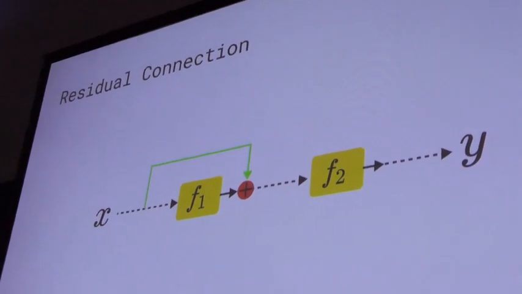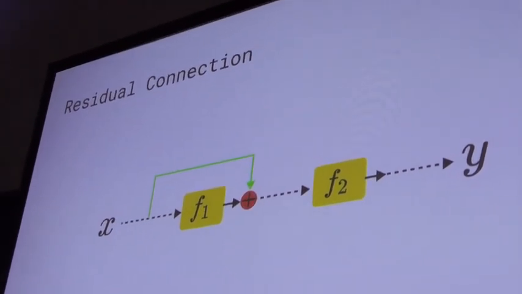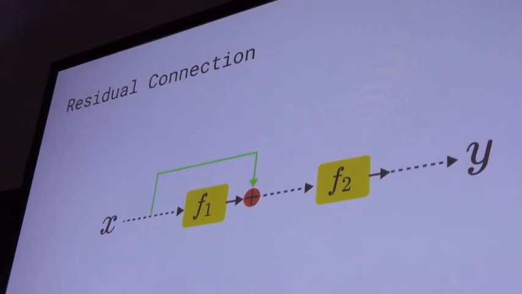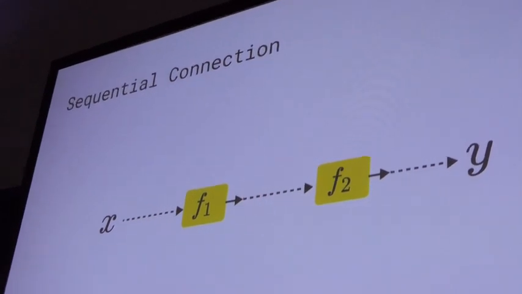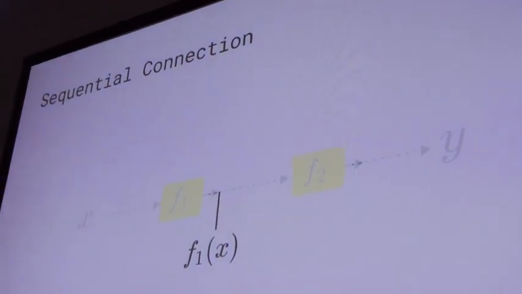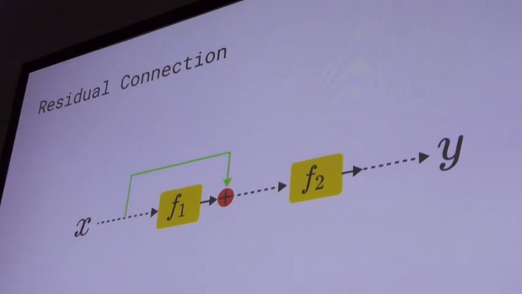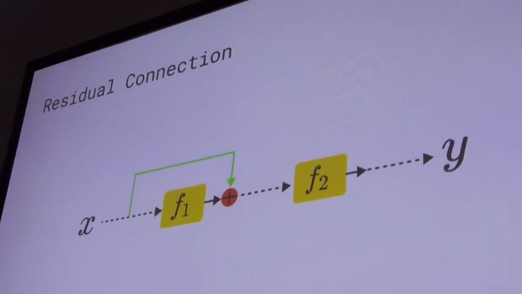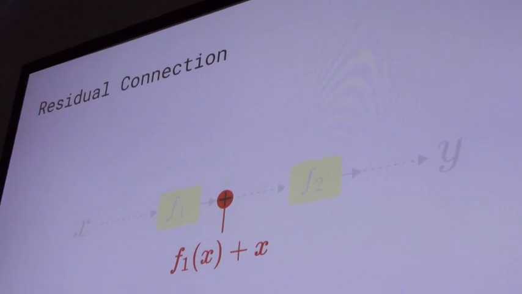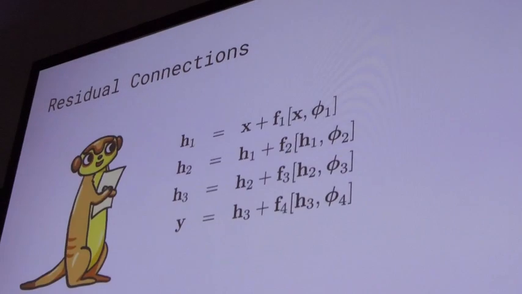Here we introduce residual connections, which are going to help us with bad gradients. It's also a very key component in transformers for stable gradients. Here is a normal sequential connection. We pass down the layer output f1 of x as it is, but in a residual connection, we actually add the input to a layer onto the output of a layer. So instead of passing down f1 of x, we pass down the sum of f1 of x plus x.